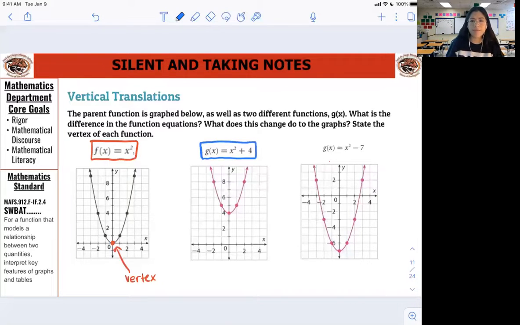What did they add? The 4. The 4, yeah. So that 4 has a name. That's my k. K equals 4. So before we were talking about the leading coefficient. That's your a. Now I have a k. This is the k. K equals 4. And what happens? It goes up 4 units. The vertex is now at (0, 4).